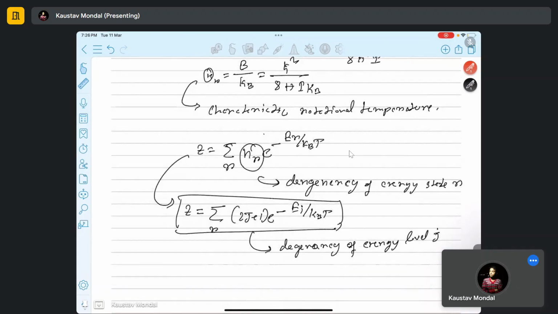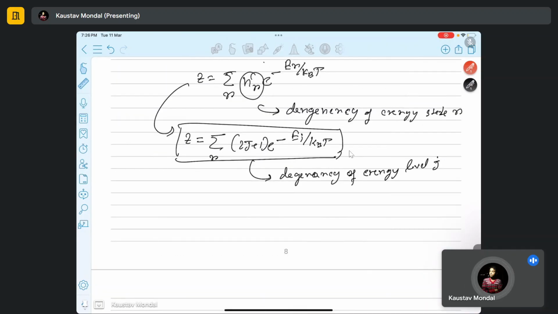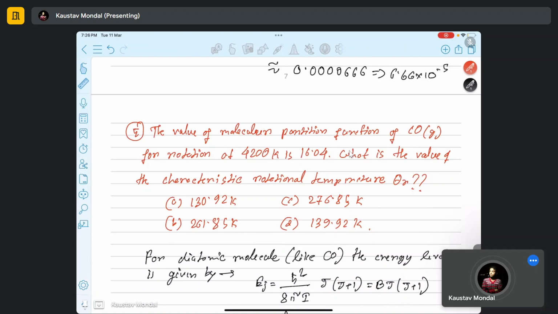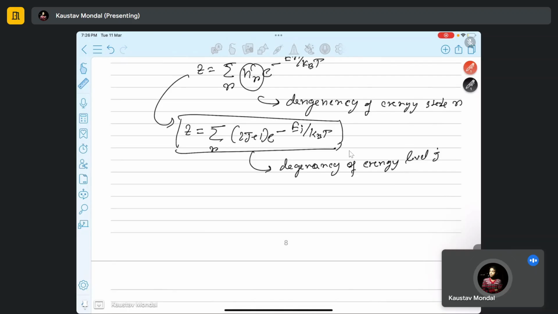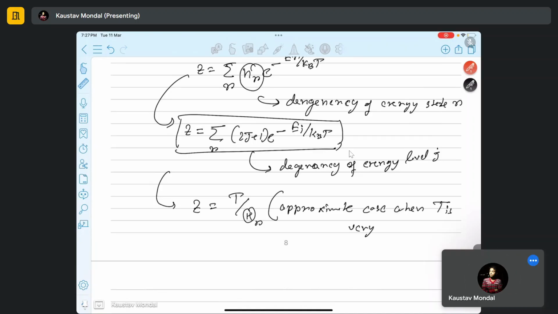So now comes the case where the temperature of the system is much higher. If you can see here, the temperature scale is like 4200 Kelvin, which is literally a very high temperature. For this kind of temperature, this partition function can be approximated as Z_R equal to simply T by theta. This is the approximate case when T is very high, so this would be the Z if T is very high.